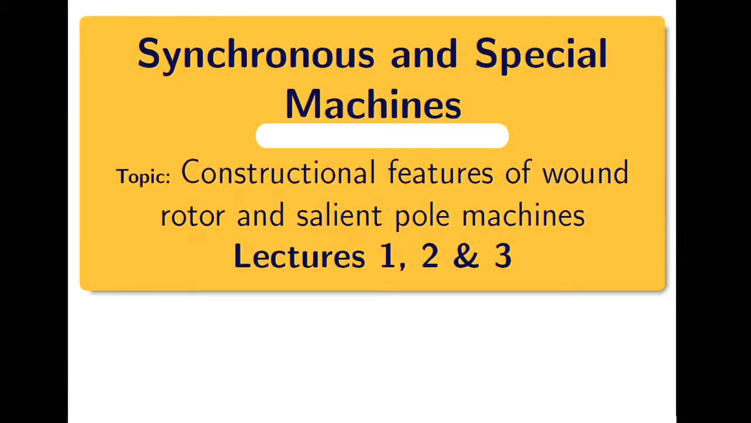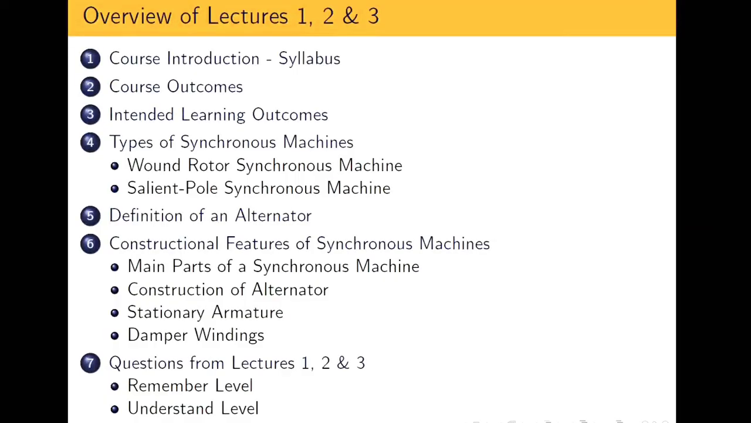Welcome to this lecture 3 on the course Synchronous and Special Machines. We are discussing, from the previous two classes, the construction features of wound rotor and salient pole machines. This is the overview of the lectures 1, 2, and 3.